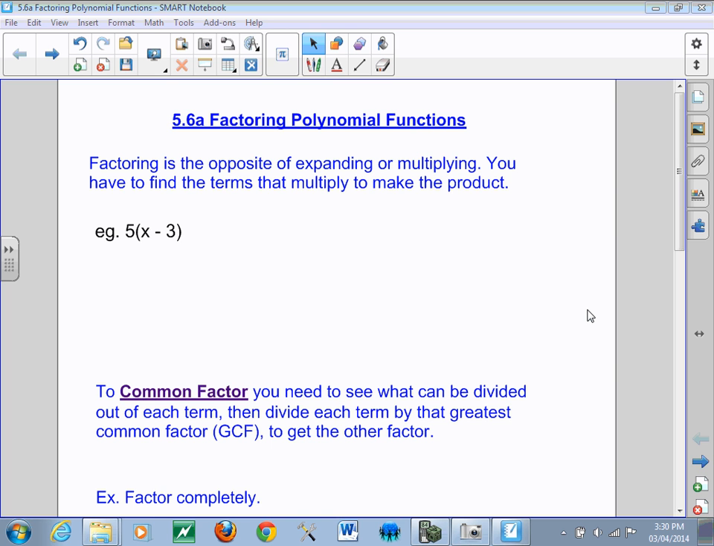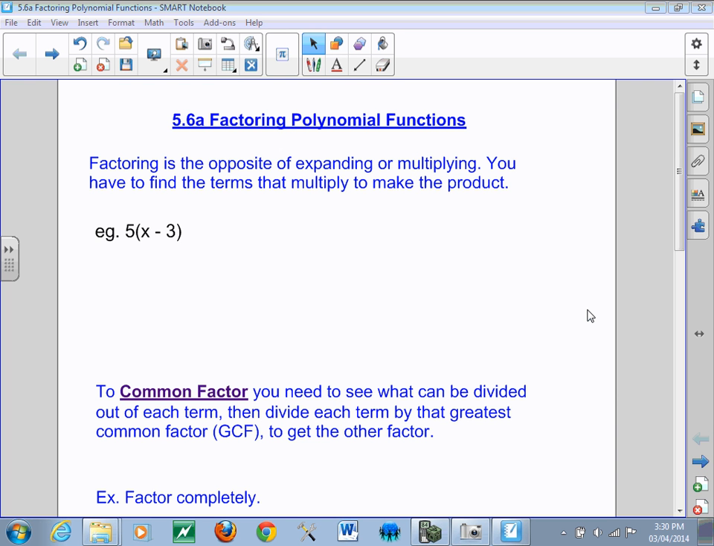Just want to remember that last day when we had our lesson and we were trying to solve a quadratic, we used some factoring techniques. We're going to take some more time in the next 2 or 3 lessons to go over the different types of factoring to make sure that you have mastered these, okay?